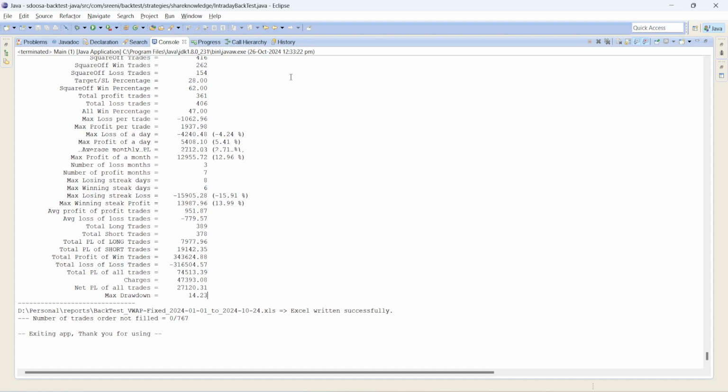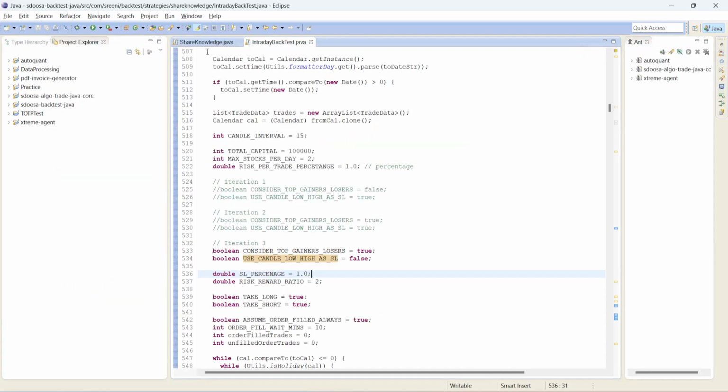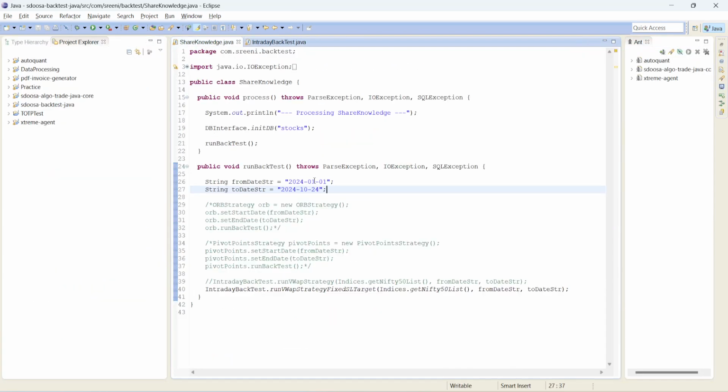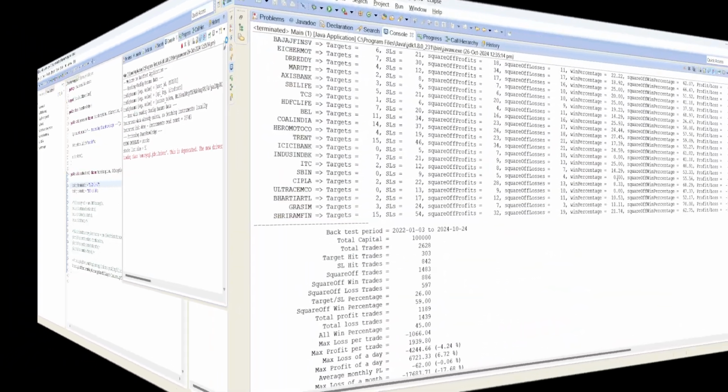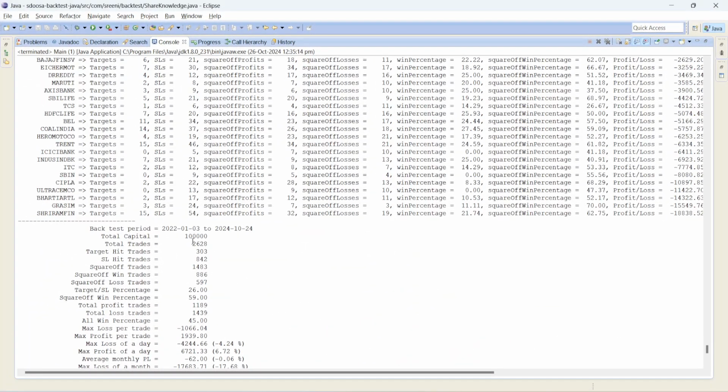But do you think this is sufficient to take a decision that this strategy is going to work for other years also? Because we selected the time period only this year. So this may not be the sufficient time period. Let us look at all the 3 years from 2022 onwards till date. Okay, the backtest results are ready for 3 years, 2022 January till date.